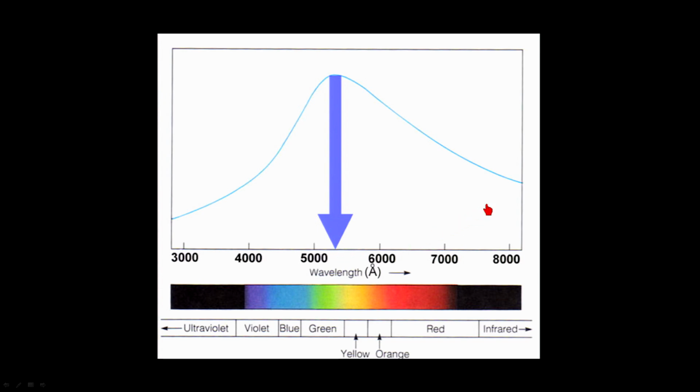Now we're going to give this a name. This exact wavelength we're going to call lambda max. This is the Greek letter lambda. If you recall, that means wavelength. So lambda max means the wavelength of maximum brightness coming from, in this case, the sun. So what we would say is the sun's lambda max equals 5,300 angstroms. Now keep that in mind.